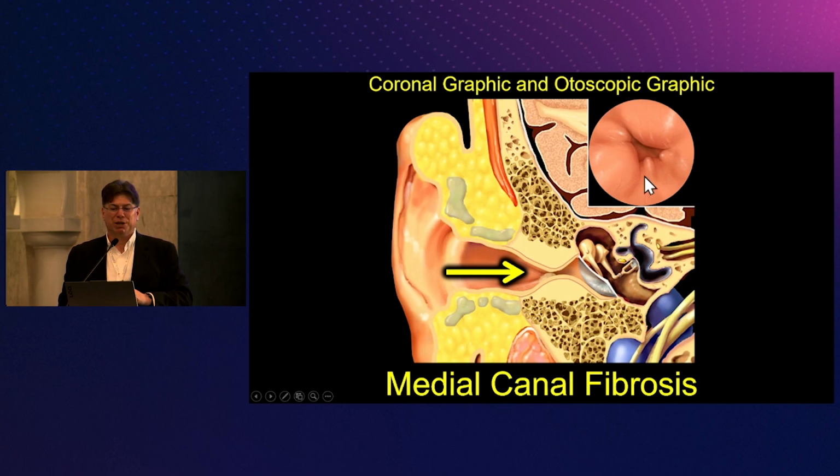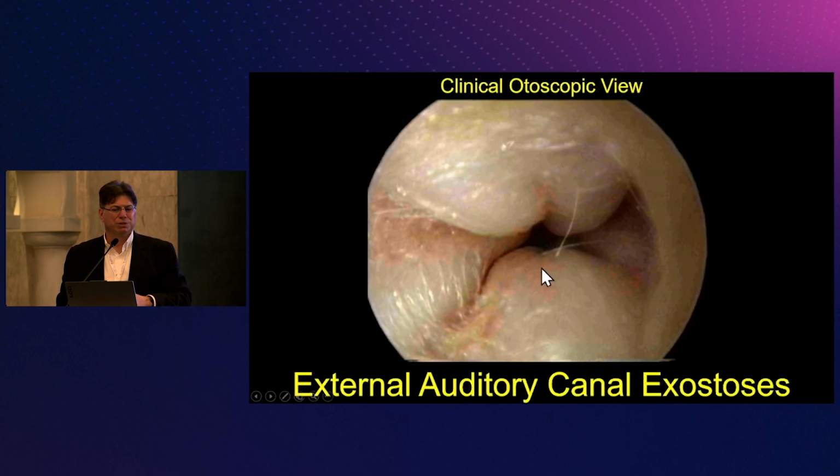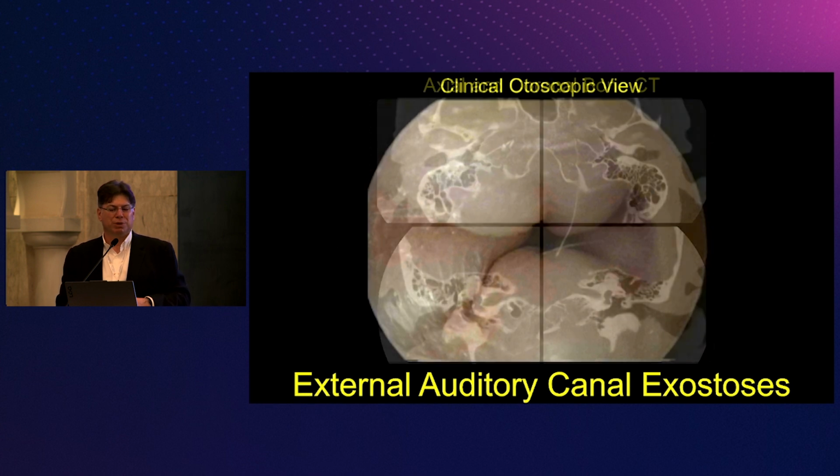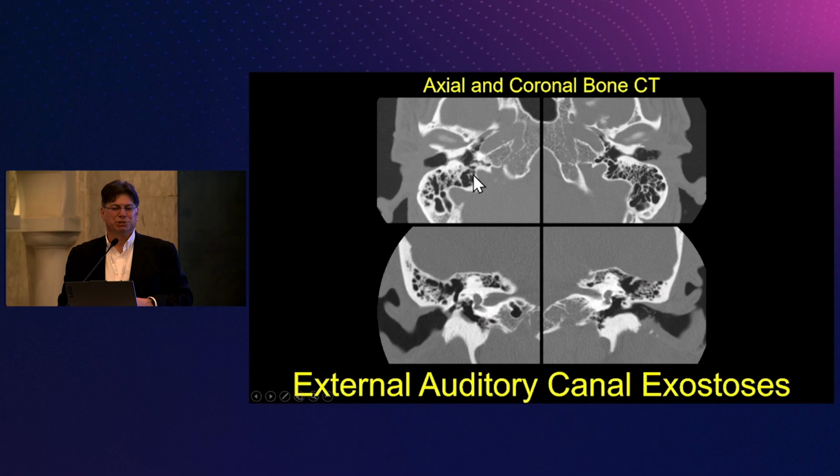So on otoscopic exam, we see circumferential under the skin narrowing of the external auditory canal. So here's an actual otoscopic view where you see that. So the skin looks normal overlying it, but you have osseous overgrowth. So repetitive exposure to cold water, we think about exostoses. And here's a case, axial on top and coronal on bottom, CT, where we see this osseous overgrowth narrowing the external auditory canal. Again, if those sound waves are not going into the EAC, we're going to have a conductive hearing loss on that case.